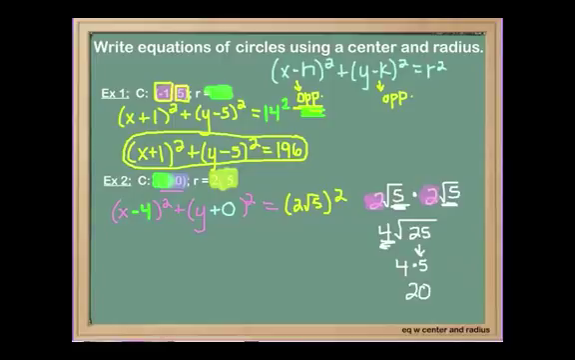So when it comes down to my final equation for example 2 in standard form, we have x minus 4, quantity squared, plus, since we just have a 0 here, we don't even need to worry about writing that. So we're just going to write plus y squared equals r squared, which we have just calculated to be 20.